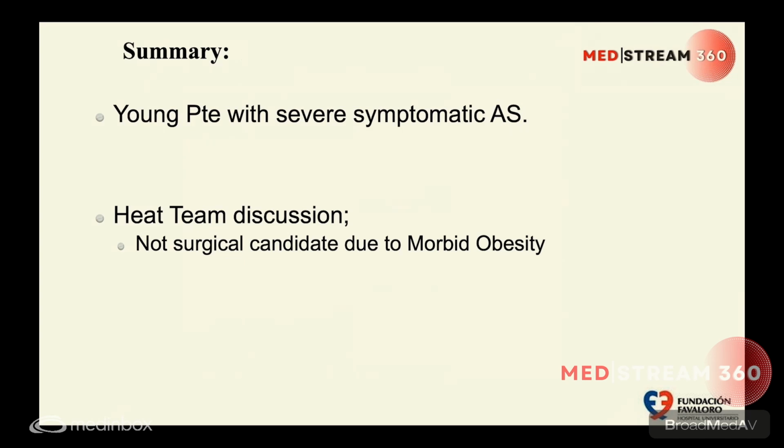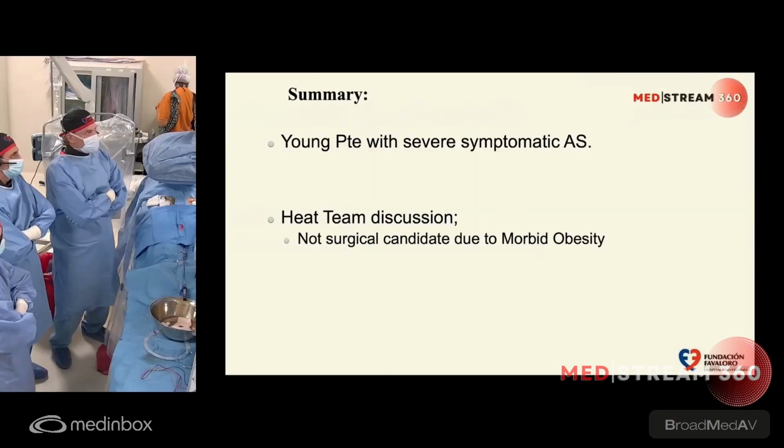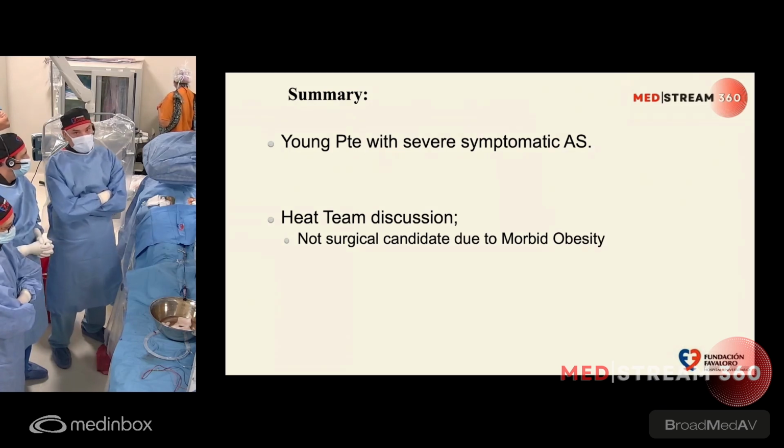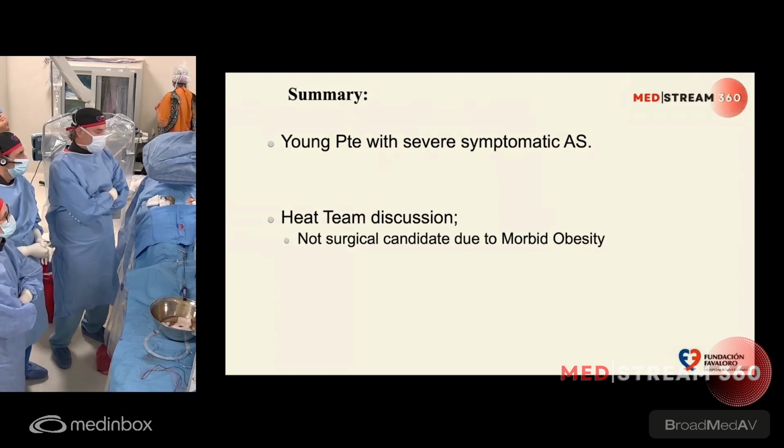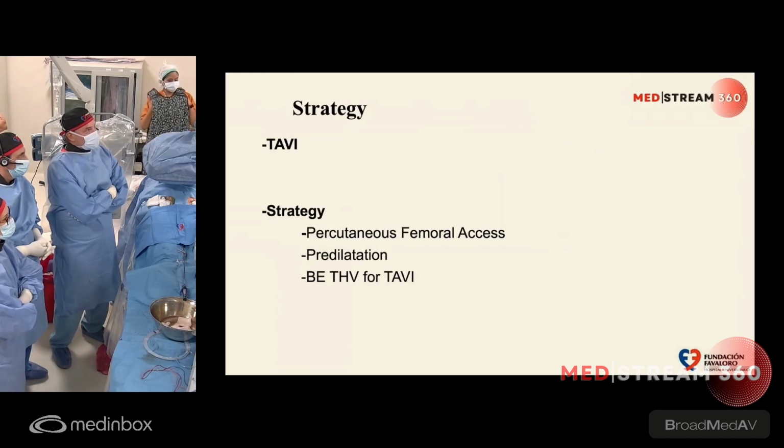So in summary, it's a young patient with severe symptomatic aortic stenosis. In the team discussion, where Dr. Fava was, they considered, according to the surgeon, that he is not a good surgical candidate specifically due to morbid obesity and this huge body mass index. So you might see him on the table. He's occupying all the table, and I will show you some difficulties related with that.